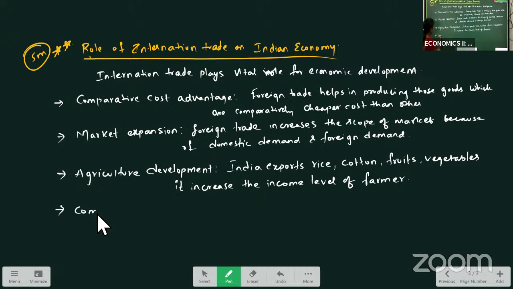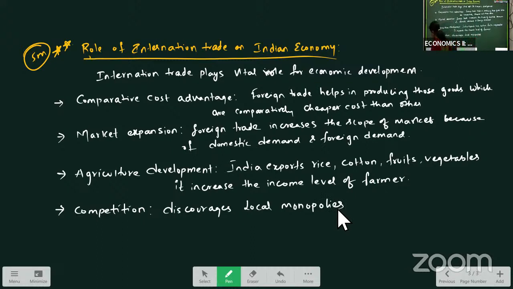The next benefit we have from foreign trade is competition. International trade discourages the formation of local monopolies. Local producers cannot exploit the consumers because of fear of cheap imports. Some local firms may create a monopoly and charge very high prices. So when international trade is there, it discourages local monopolies.